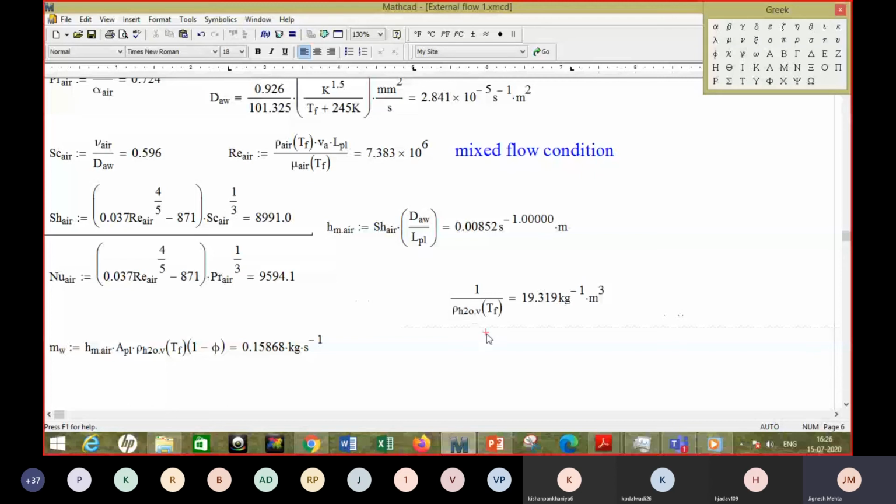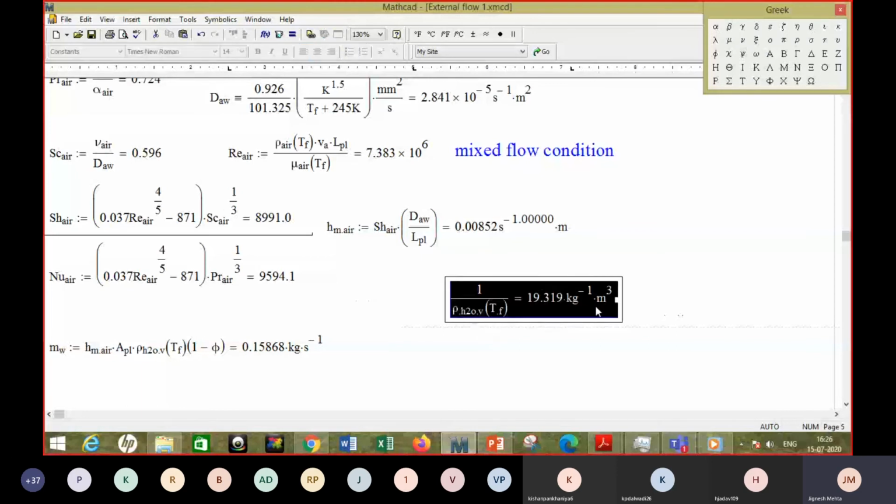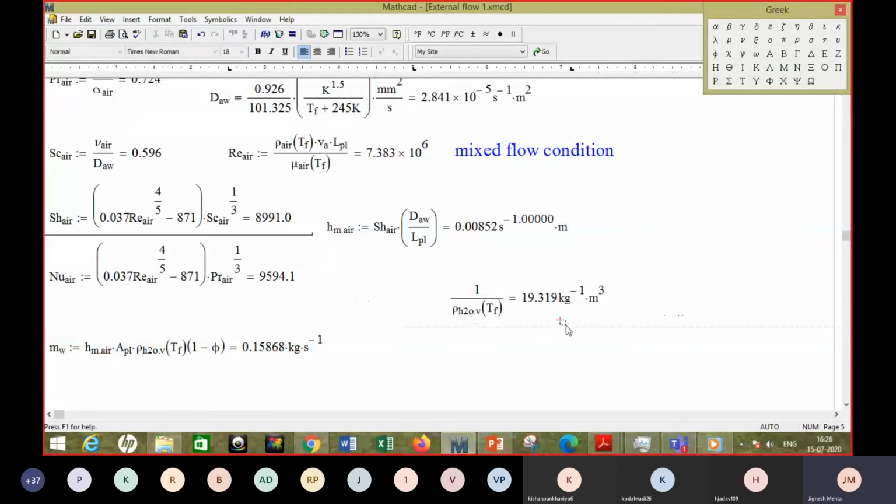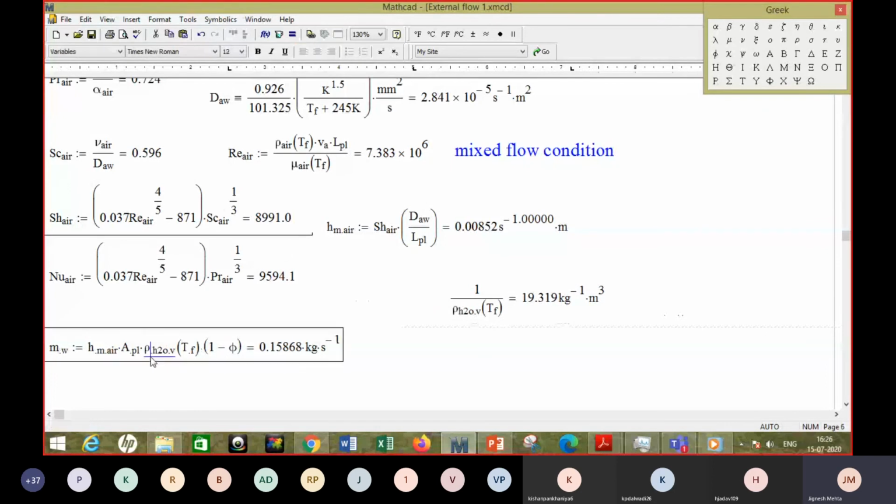So at 40 degrees Celsius, refer to the steam table, you will get Vg, and that Vg is to be taken here, and you will get this number. It is 19.319 meter cube per kg, right? So the inverse of that is density. So that density is to be used here, and that's the density in the layer which is saturated, the first layer of air which is saturated with water.